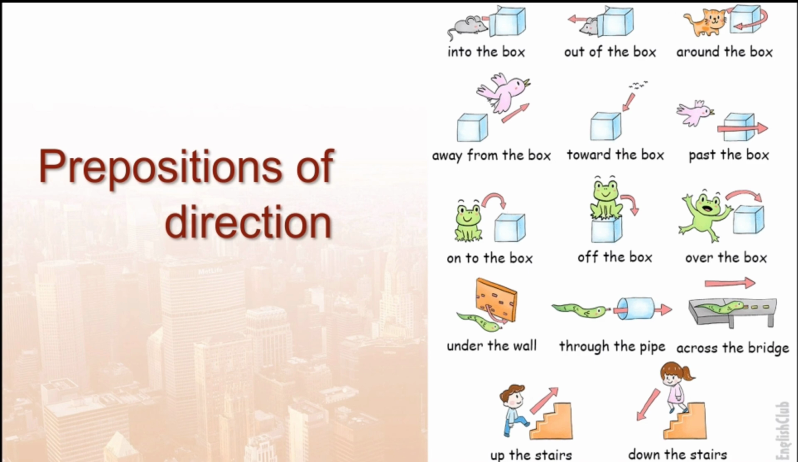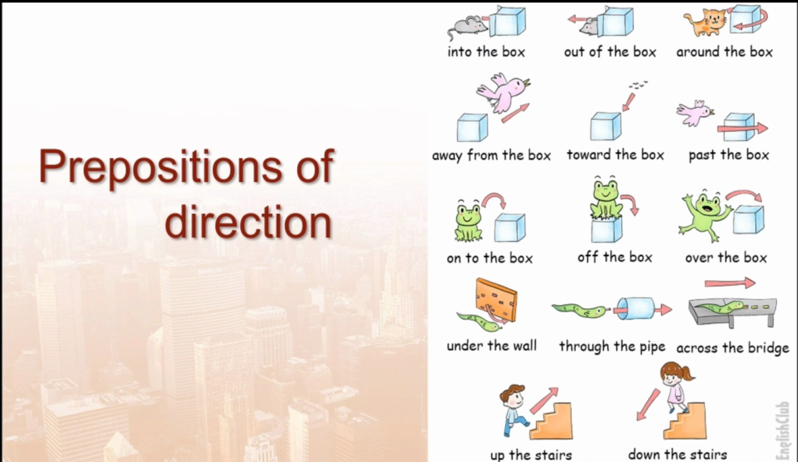In our seventh example, we can see a frog jumps onto the box, whereas in the next one, it jumps off the box. And in the last one, it jumps over the box. Over the box means without touching the top of the box, it is moving from one side to the other side of the box from above.